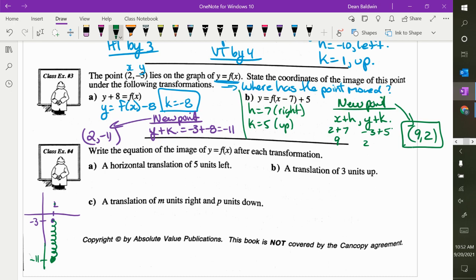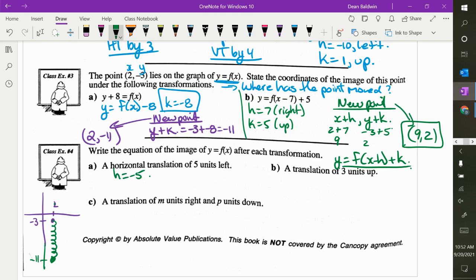All right. Our general equation so far is this: y = f(x - h) + k. You just got to fill in the h and the k. Okay. So we do a horizontal translation of 5 units left. Is that an h or a k value? H. And what is the value of h? -5, because we went left. So my h value is -5.